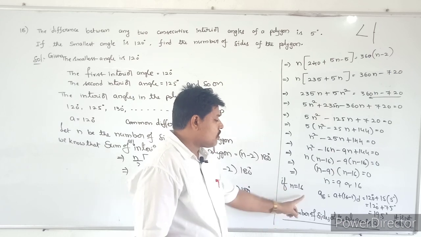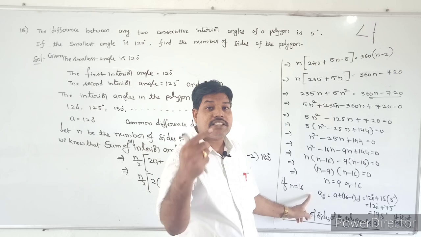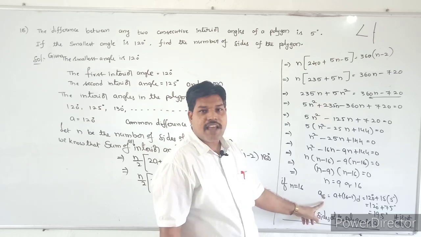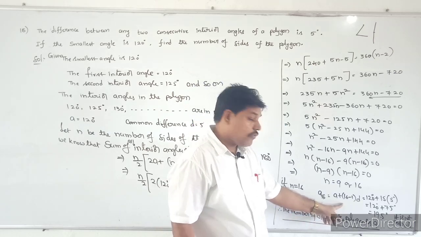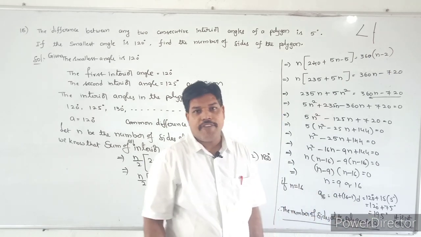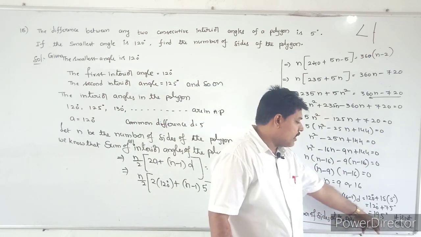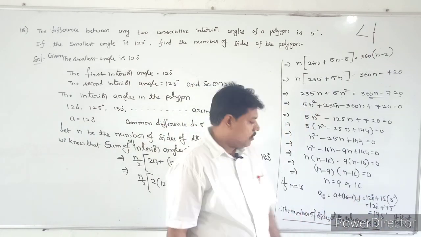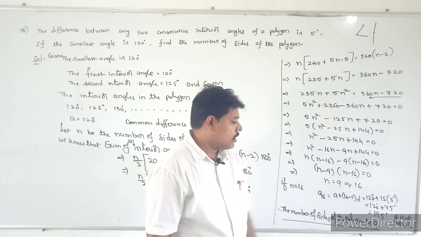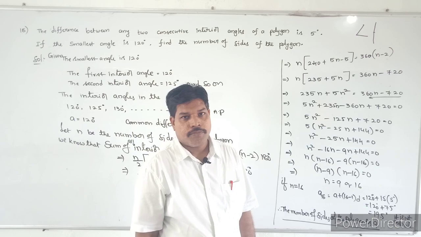So if n is equal to 16, what happens? You will get the 16th angle. What is the 16th angle? It will become 195. But in a polygon, every angle is less than 180 degrees only. So that's why getting 195 is not possible. So the number of sides of the polygon is 9. All are understood, students?